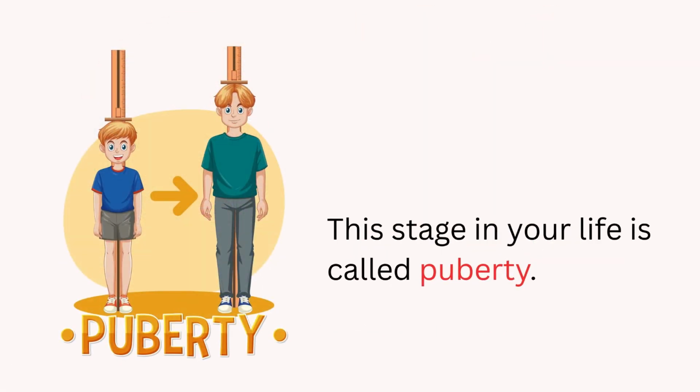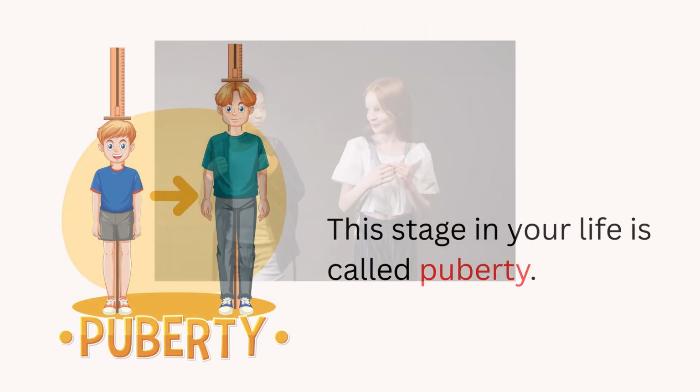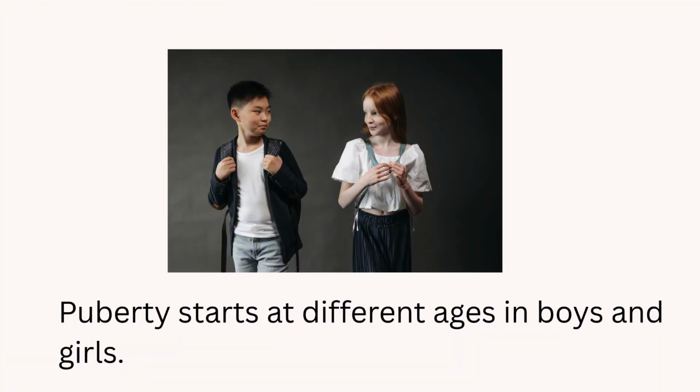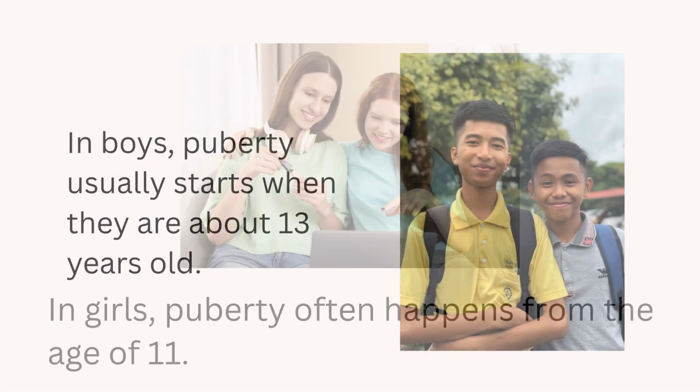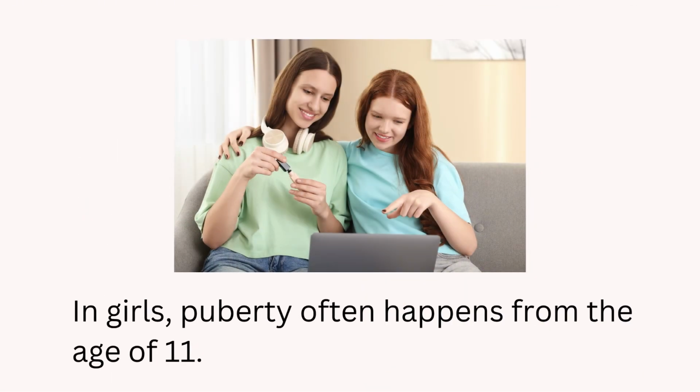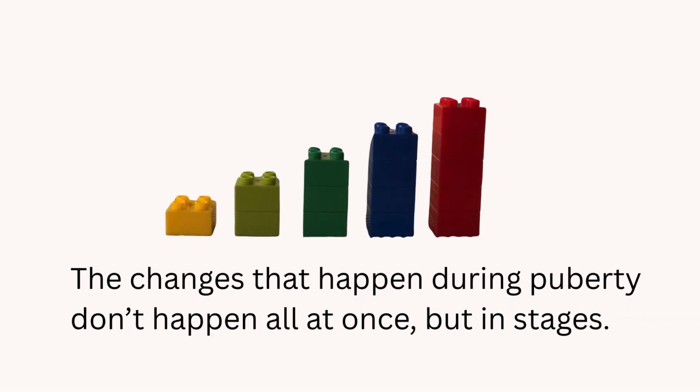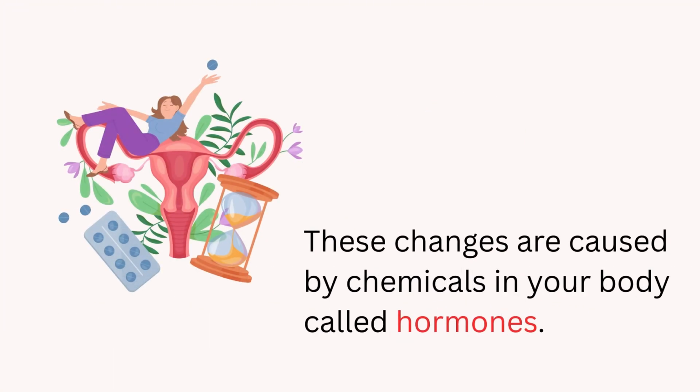This stage in your life is called puberty. Puberty starts at different ages in boys and girls. In boys, puberty usually starts when they are about 13 years old. In girls, puberty often happens from the age of 11. The changes that happen during puberty don't happen all at once, but in stages. These changes are caused by chemicals in your body called hormones.